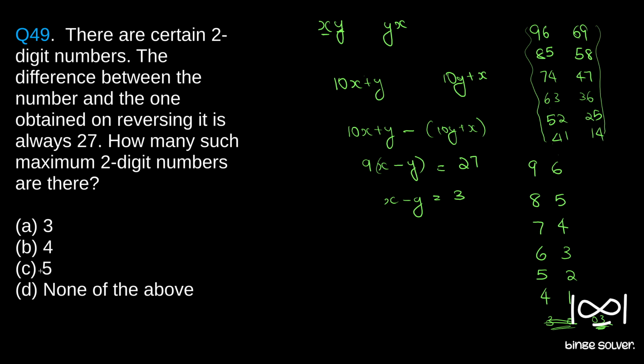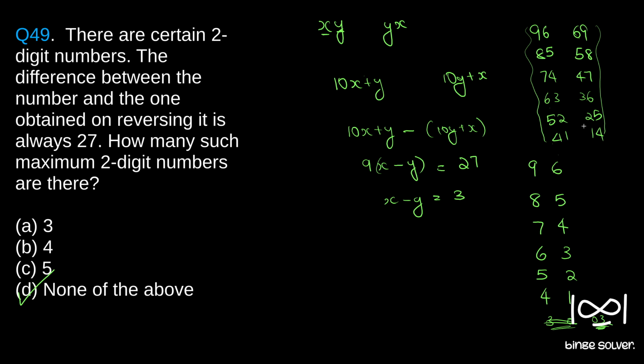So anyway, 3 4 5 is not the answer. So D is the correct answer, none of the above. So the solution to question 49 is D, none of the above. All these numbers satisfy this condition. When you reverse any of these numbers and subtract it, we get 27.